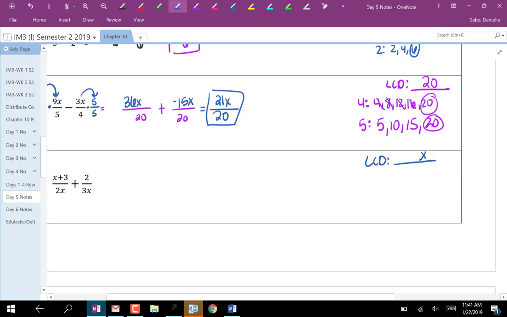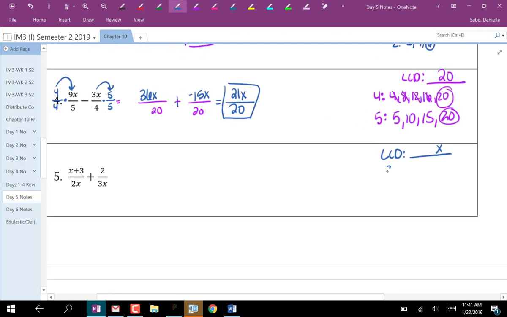So I know that. Now, again, between 2 and 3, let's figure it out. It goes 2. That's not going to be divided by 3. 4. That's not going to be divided by 3. 6. Can 6 be divided by 3? Yeah, so 6 is my LCD. Okay, 2, 4, 6, 8. You just keep going until you find one that can be divided by the other.